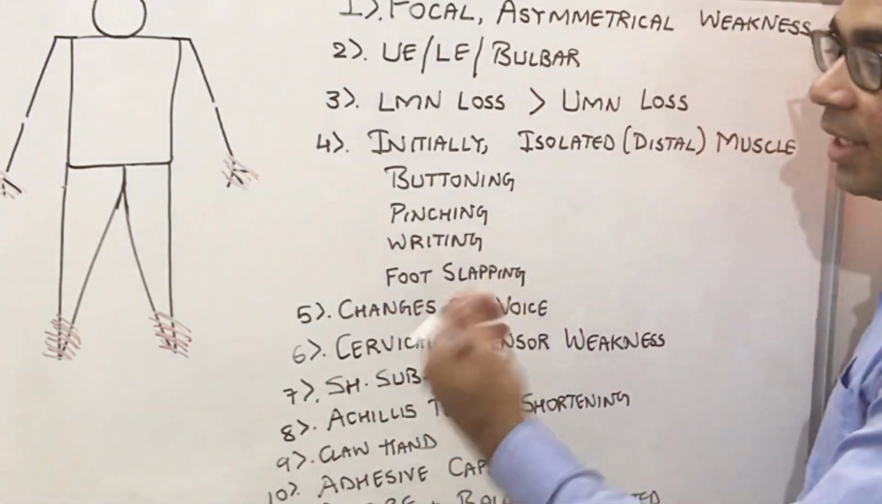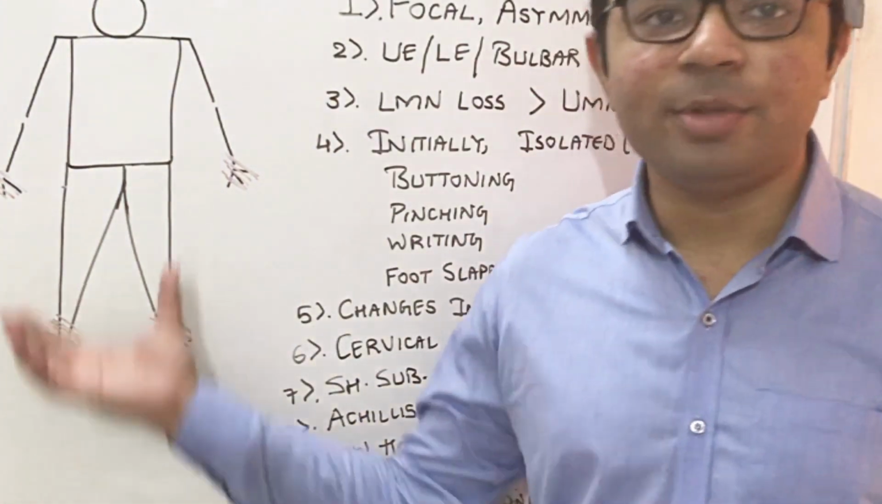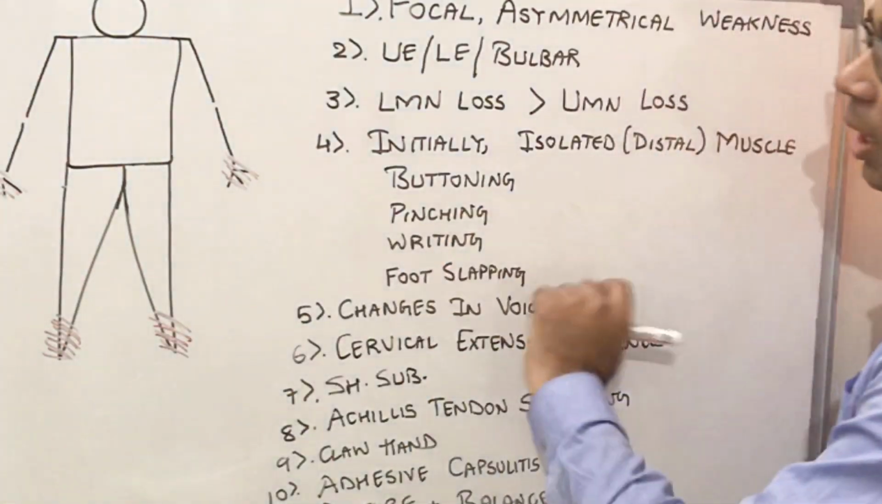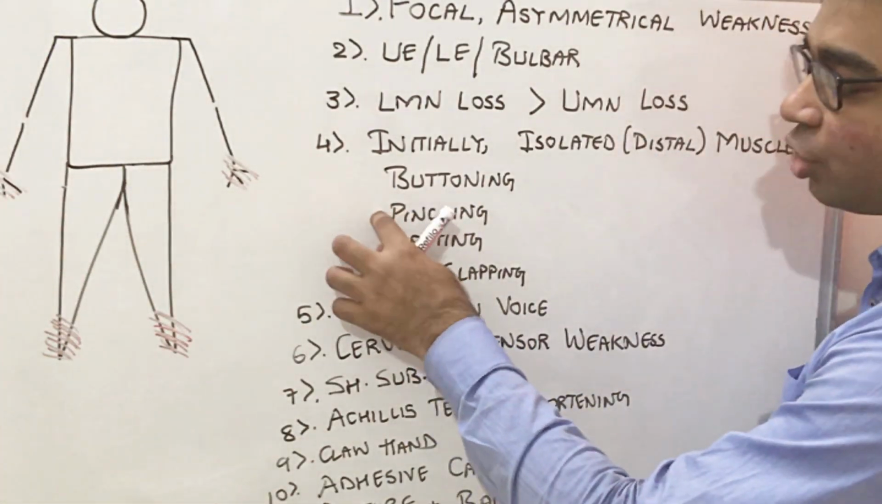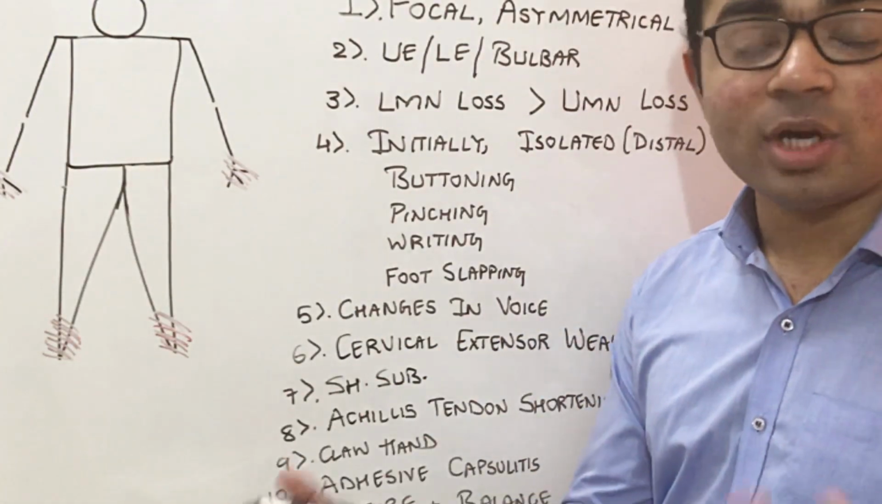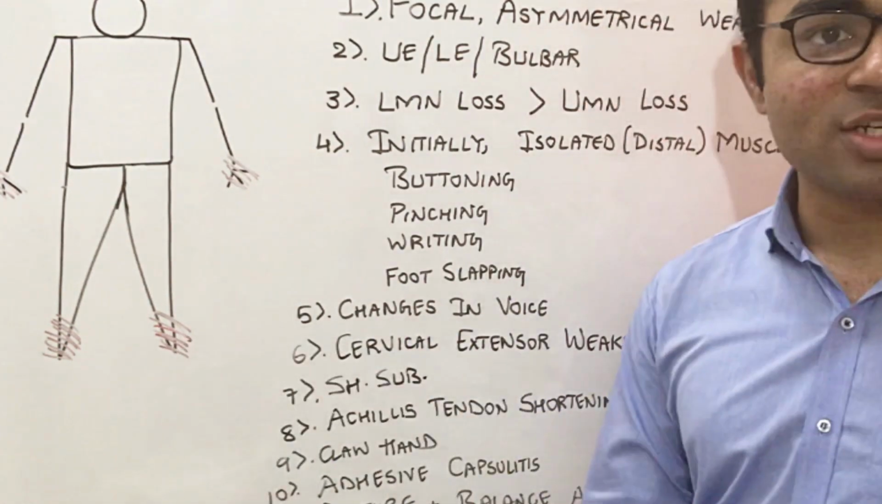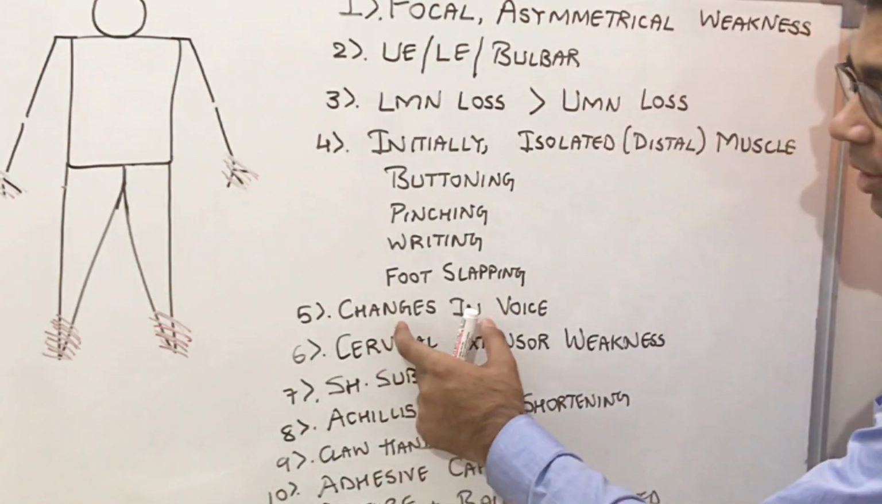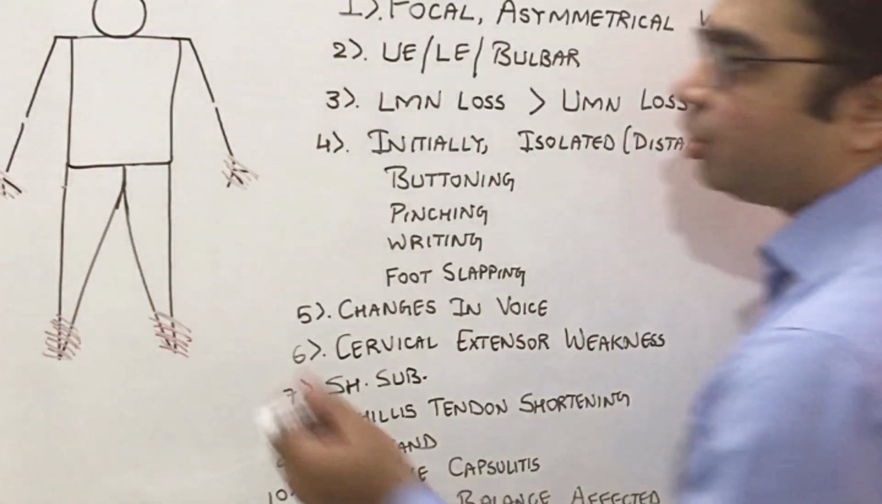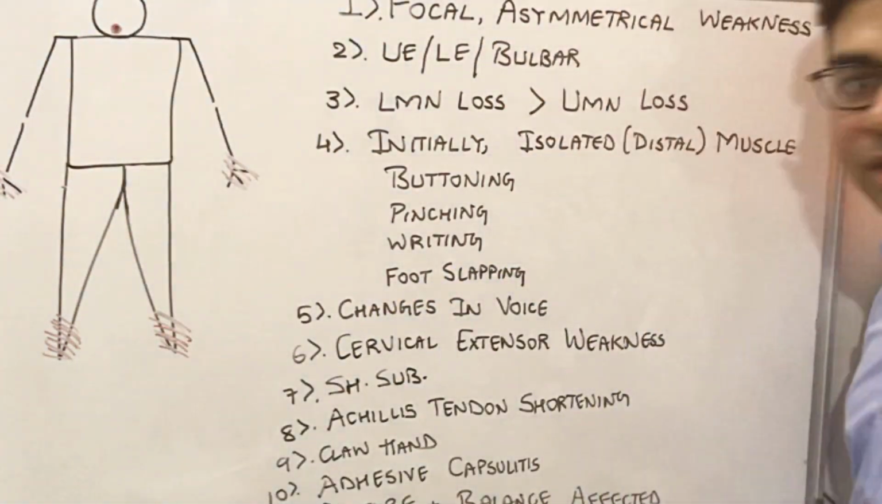So it is not necessary that all the time you get the symptoms in a particular lower or upper extremity. So there can be difficulty with buttoning, pinching, writing, which is upper extremity isolated muscle weakness. That can be focal and asymmetrical, as well as foot slapping, which starts from the lower extremity also. The second thing is changes in the voice, which shows the bulbar onset.